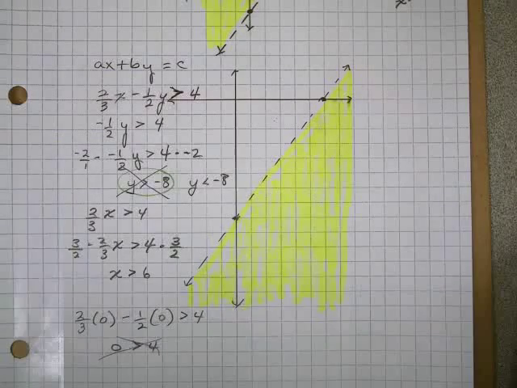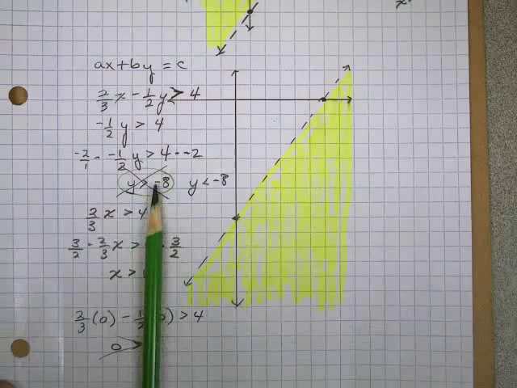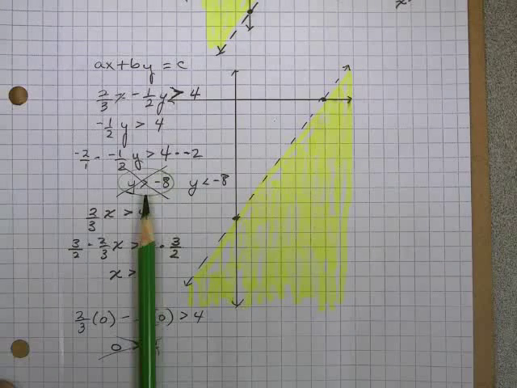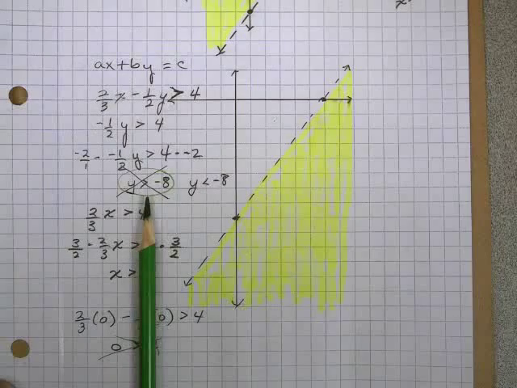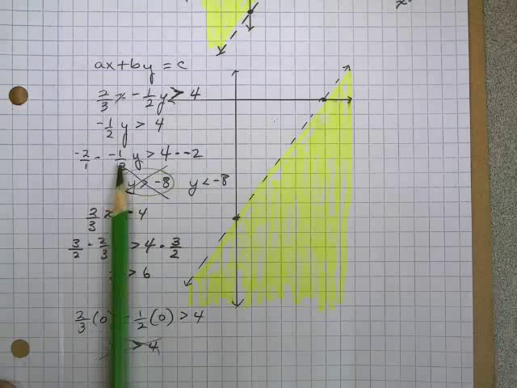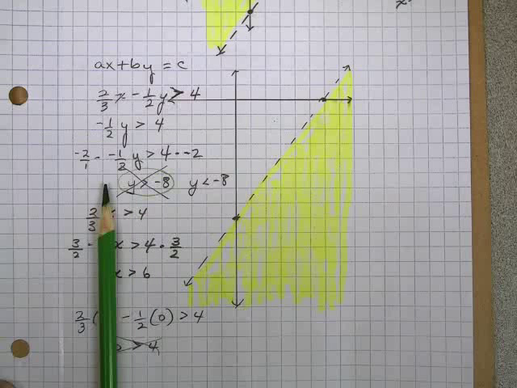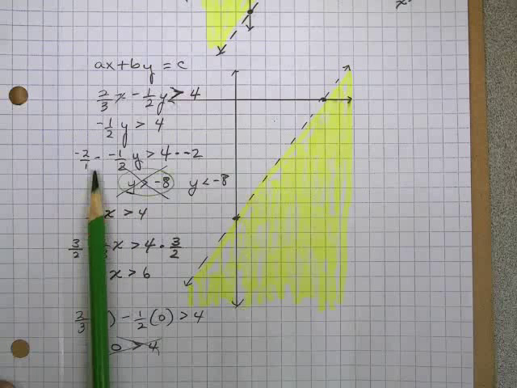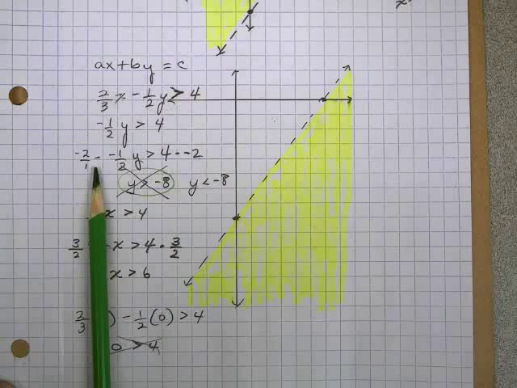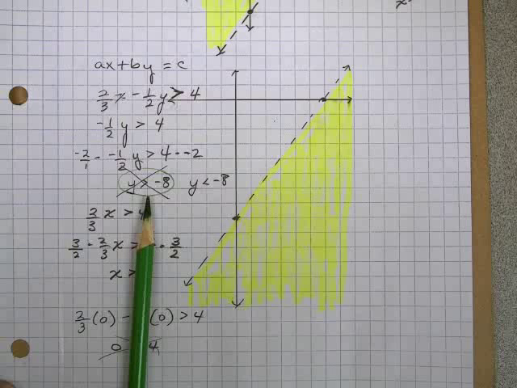When I reviewed the work from the previous example, I recognized that I made a critical error, and the critical error that I made is right here. Notice that in this previous solution step, I multiplied both sides of an inequality by a negative number. And we know that when we multiply or divide an inequality by a negative number, we have to reverse the direction of the comparison symbol. I failed to do that.